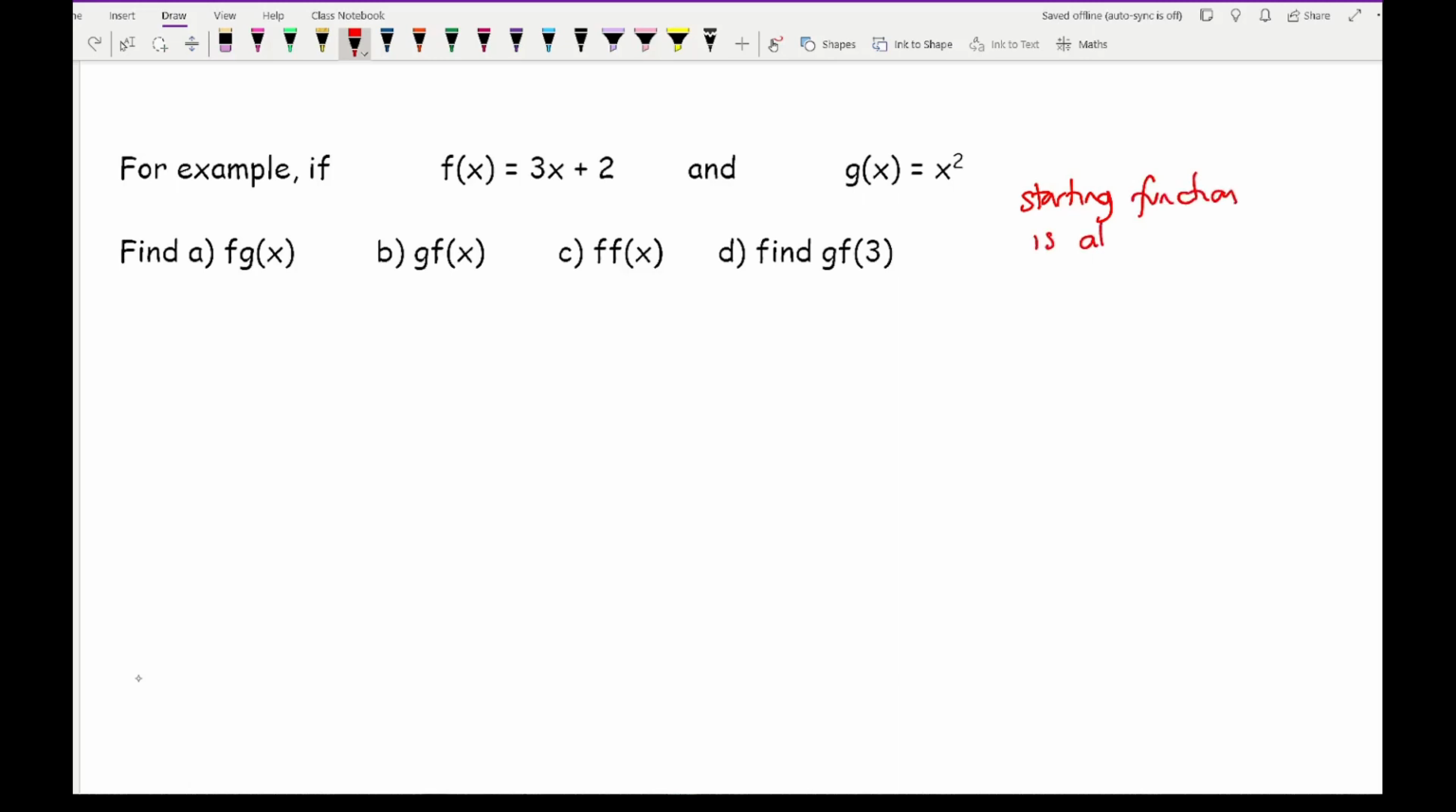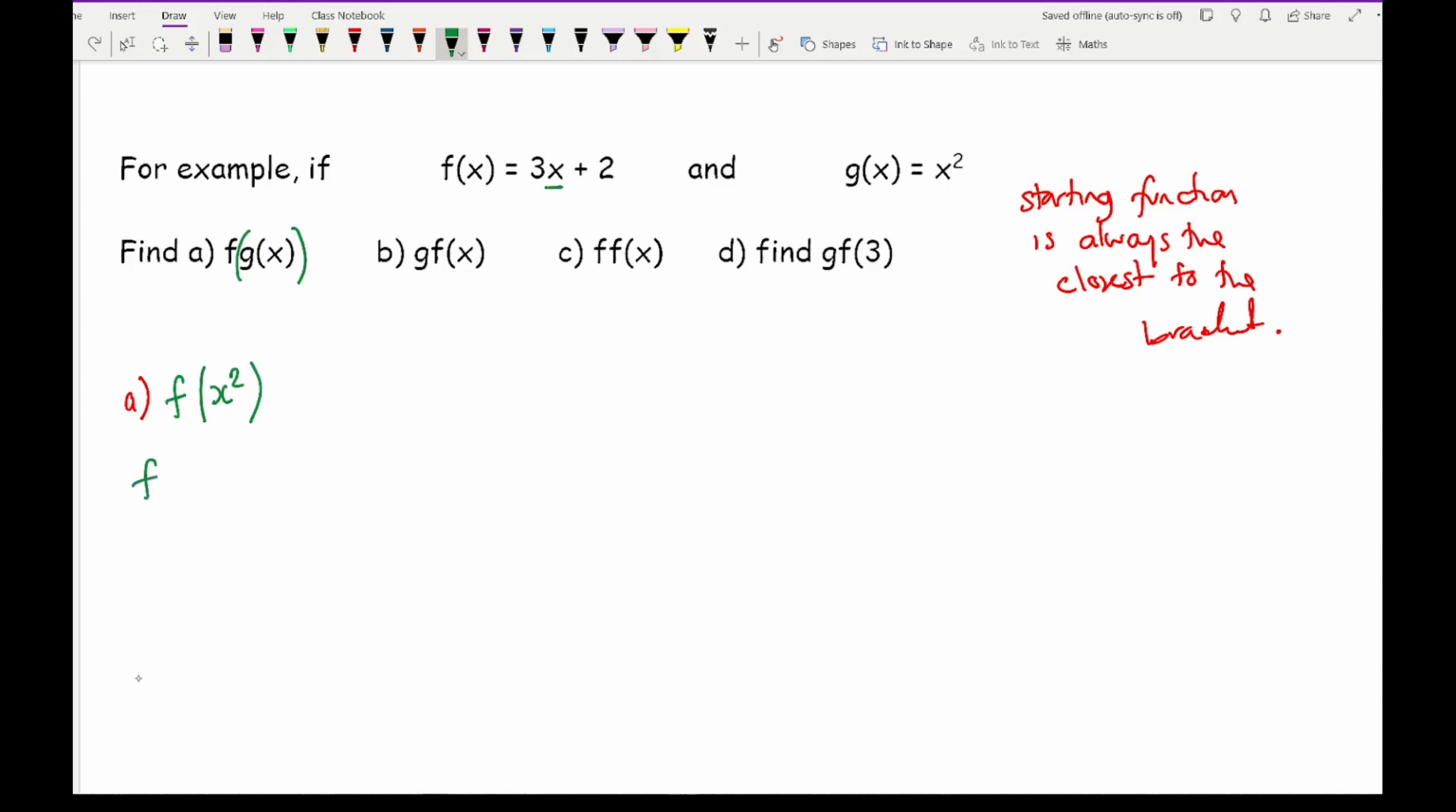Your starting function is always the closest to the bracket. So that's what you're substituting in. Here we're going to see which function am I substituting into what? Well, I'm going to substitute the g function into f. Looking at a, there's no really formal way of doing this apart from taking one letter. So I'm going to treat this as one single letter. Here I've got f, and then I've got g of x, which is x squared. And then I'm going to substitute x squared into wherever I see an x in f.